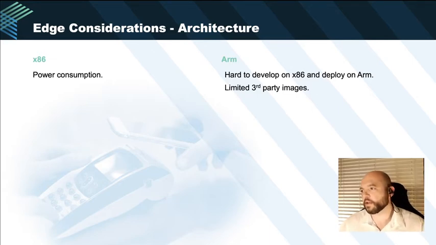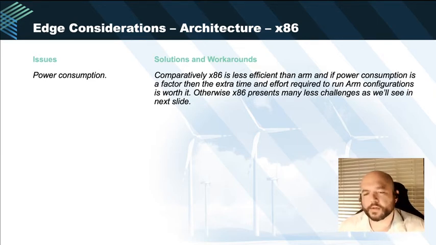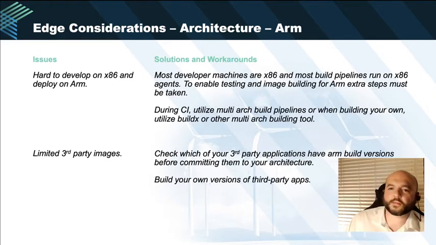But on the power issue on x86, unless you need low power stuff, x86 is still the way to go, because you're not going to run into any of those build issues that I just mentioned. Now, those aren't insurmountable, but they do require some effort, right? So for example, how do you develop on x86 and deploy to ARM?